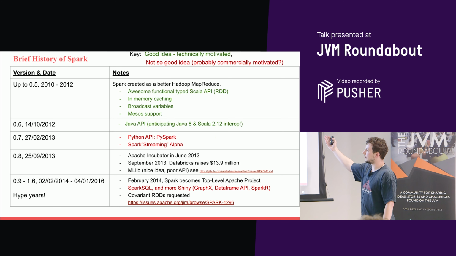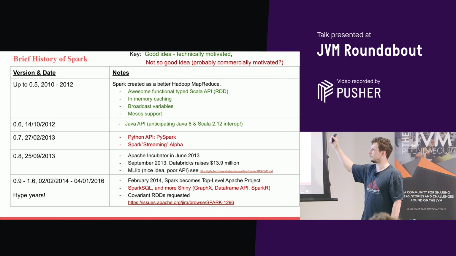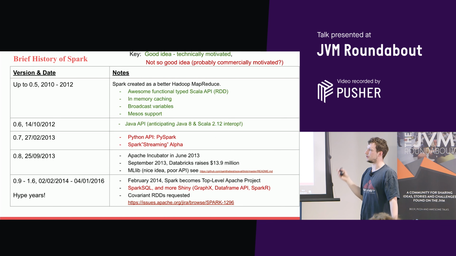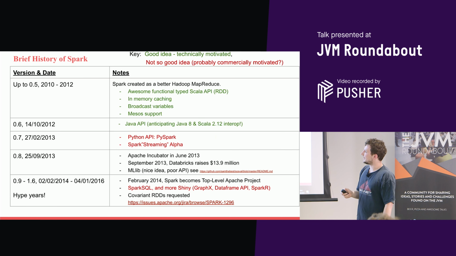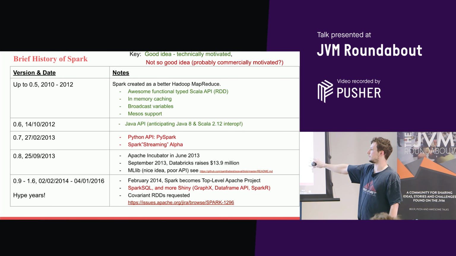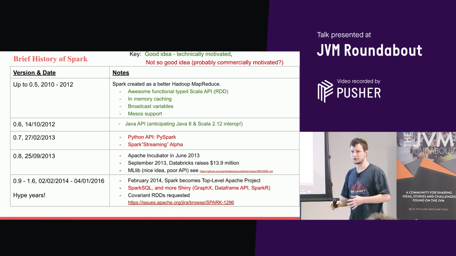They added some more stuff to it. So Spark Streaming, which wasn't really streaming. Python API, which I thought, yeah, there's a lot of other things they could have focused on. Then they started getting some money by version 0.8. And then there were these sort of hype years where they just went crazy with adding a lot of stuff, but kind of ignoring some of the fundamental problems.